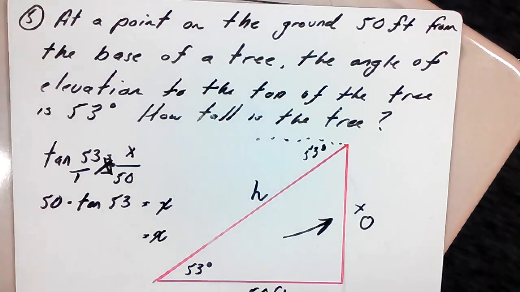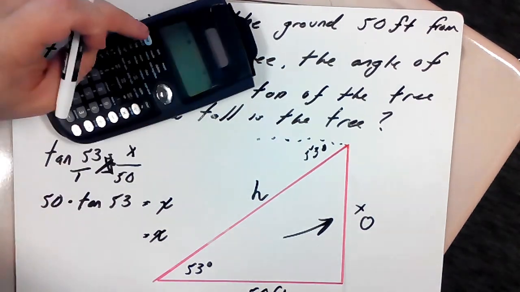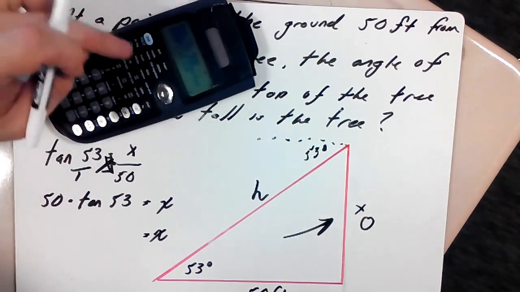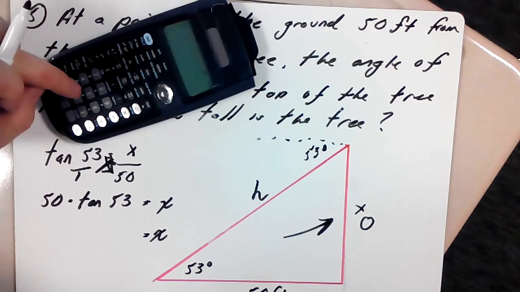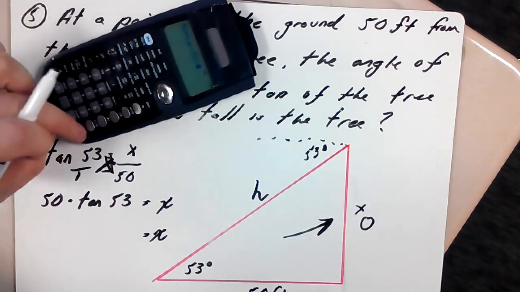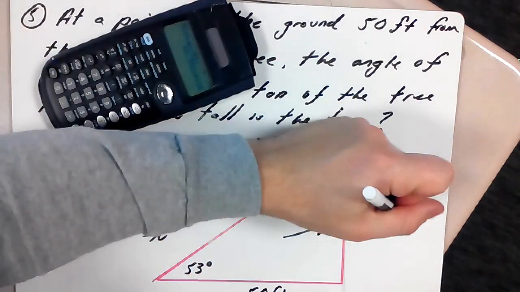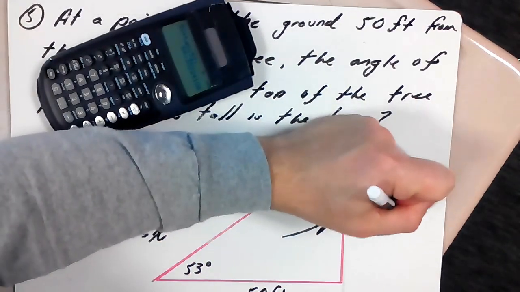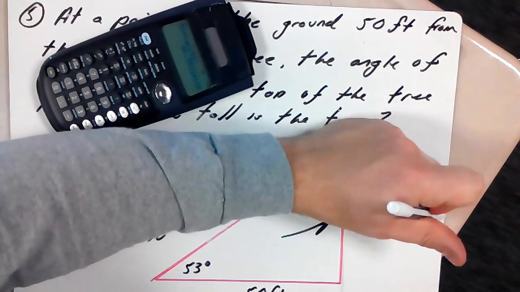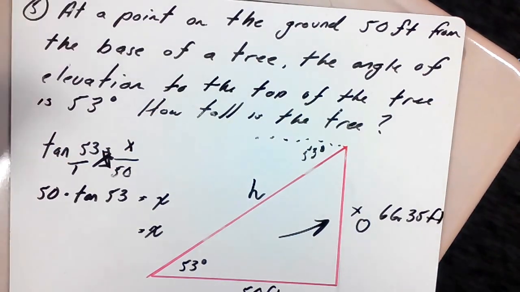So let's see what the height of the tree is going to be. Let's make sure I'm in the right mode. Good. So 50 times tangent 53: 66.35. So the height of my tree is 66.35 feet. Okay, next question.